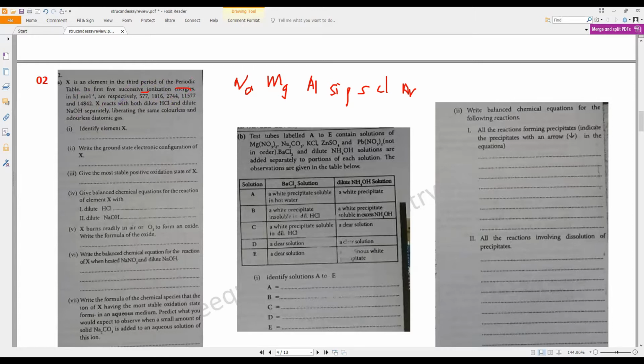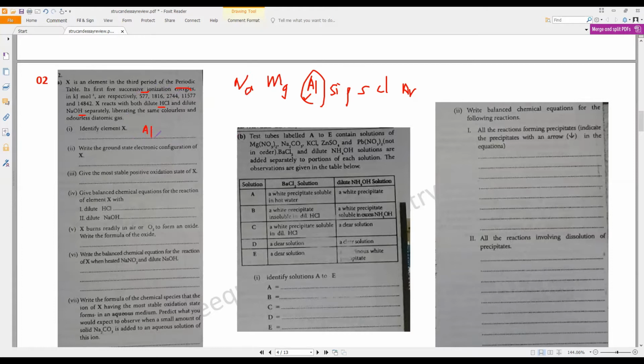And more importantly, they have given another piece of information: X reacts with both dilute HCl and NaOH. This is very important, because only amphoteric elements will react with acids and bases, and we have only aluminium here. And there are 3 outermost electrons, as our prediction goes. So surely this should be aluminium. Identify element X: element X is aluminium.